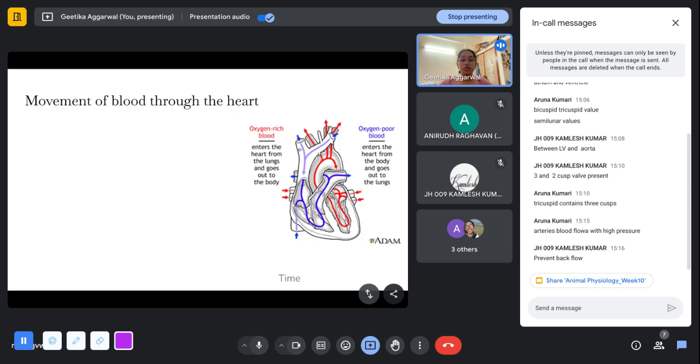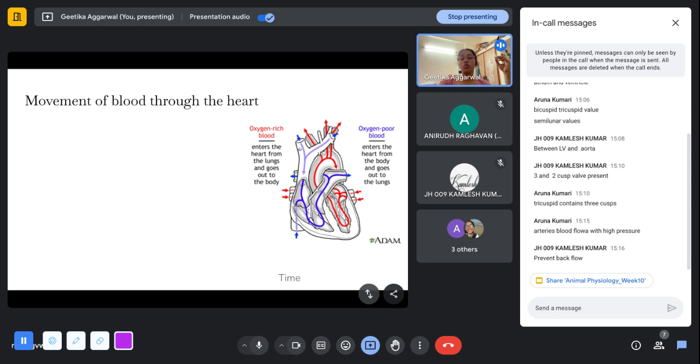Okay, moving on from here. So, movement of blood through the heart. So we've seen that there is one type of circulation called pulmonary, the other is systemic, that is throughout the body. Now let's see how the blood is moving through the heart.